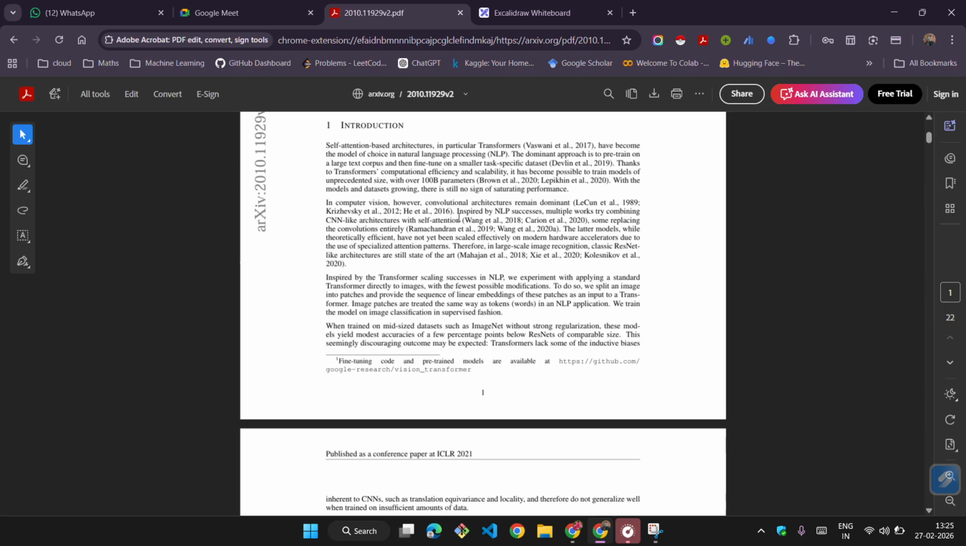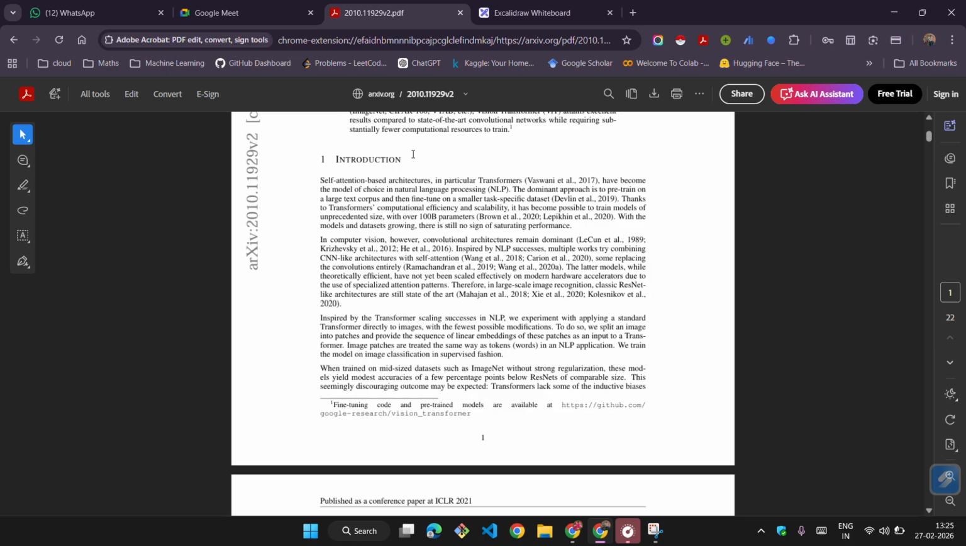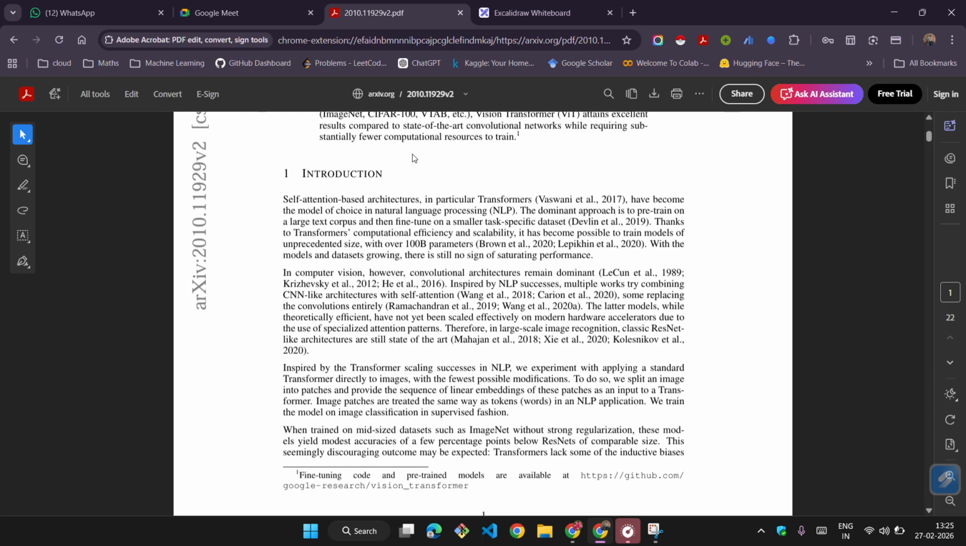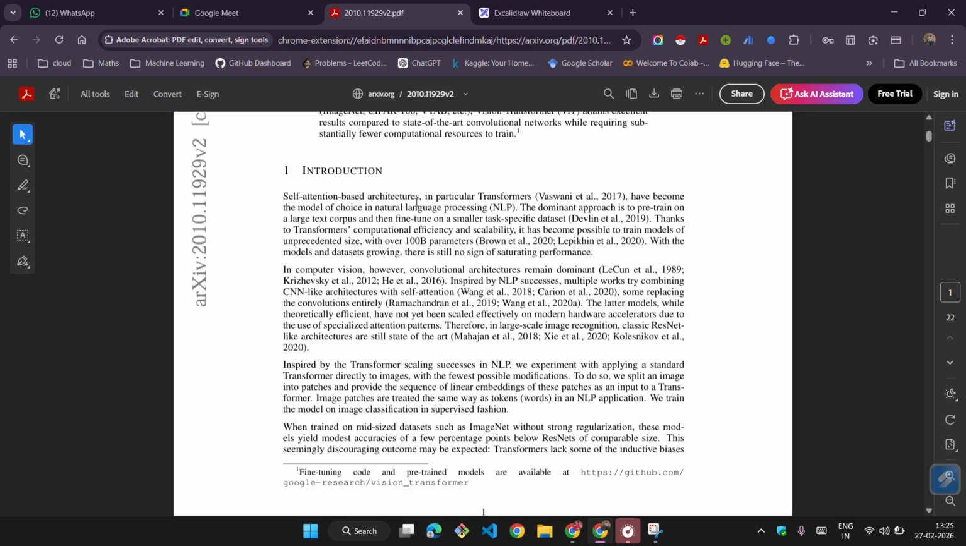This is a general overview from my side of what I have understood by reading the abstract. Now let's come to the introduction. Self-attention based architectures, in particular transformers, have become the model of choice for natural language processing. The dominant approach is to pre-train on a large corpus and fine-tune on a smaller task-specific dataset.